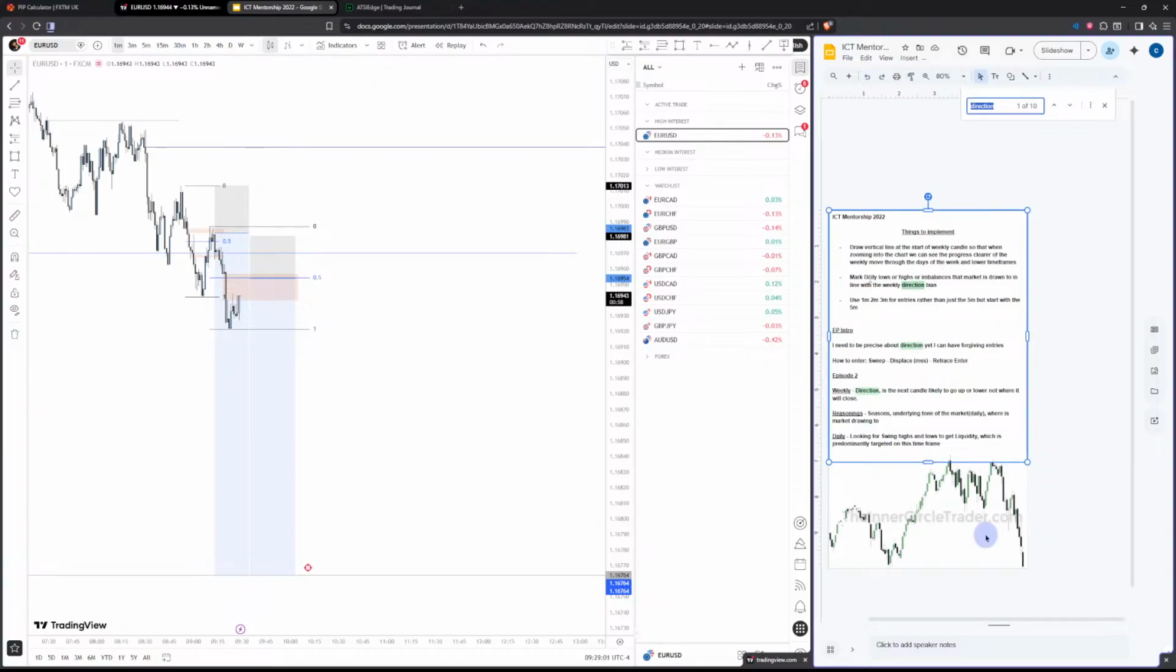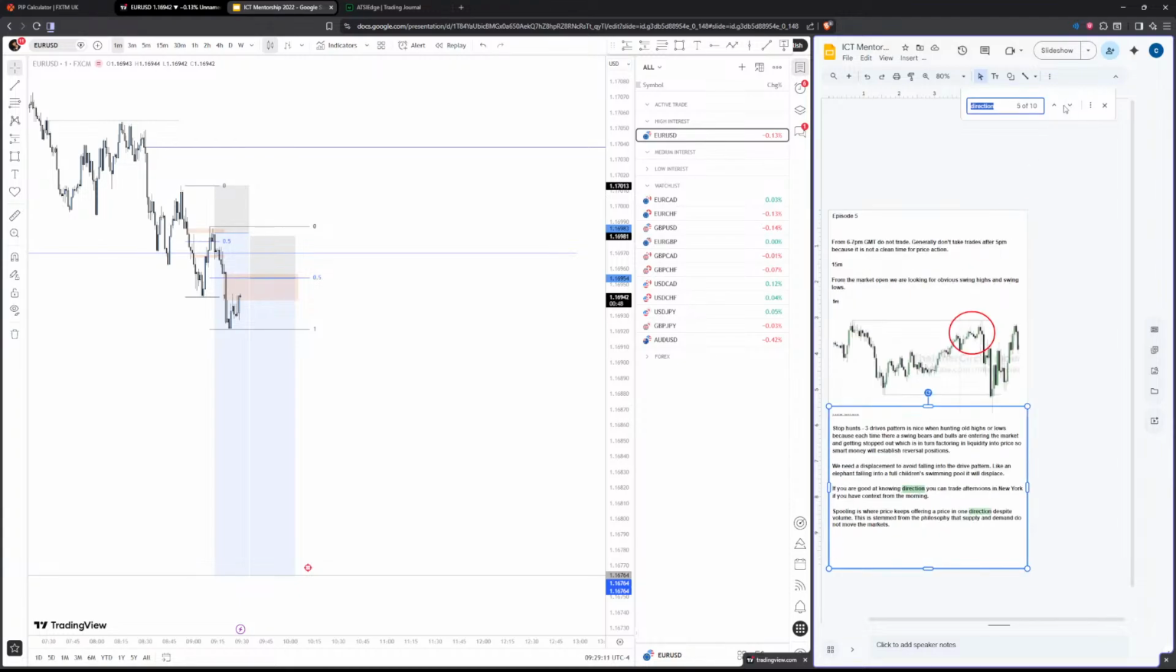So things to implement, we said mark daily lows and highs or imbalances that the market is drawn to in line with the weekly direction bias. I think I need to start using the weekly more. Oh wait, we've done that.